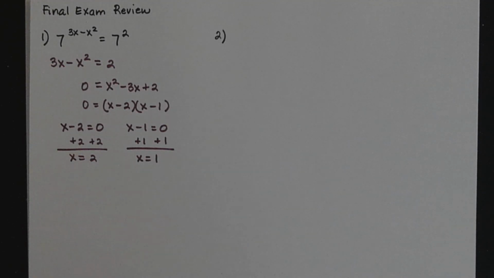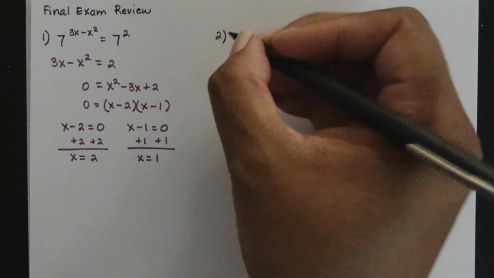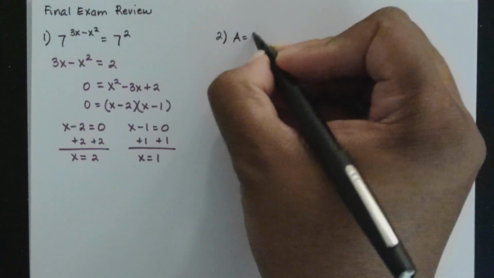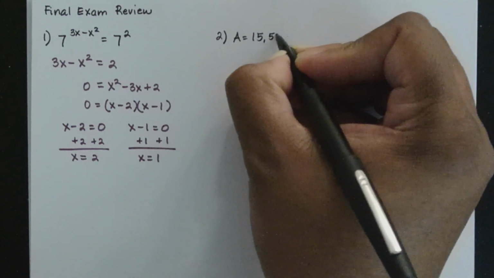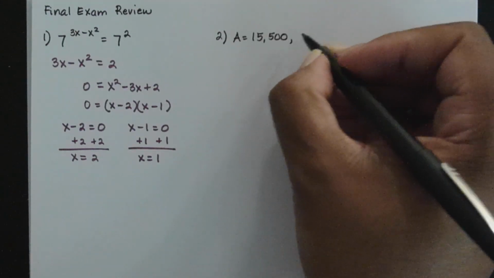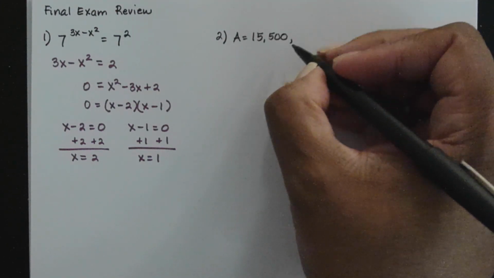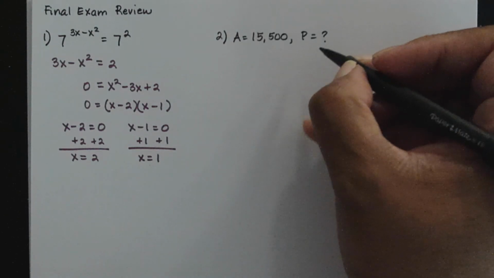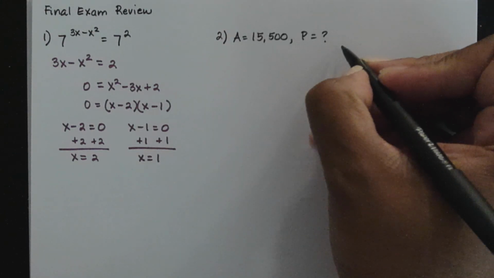Okay, so let's take a look at what we have here. He wants to have $15,500 cash. That would be what A is. Our P is going to be our present value, which is what we're trying to find. Because we're trying to find out how much he needs to put in there now.